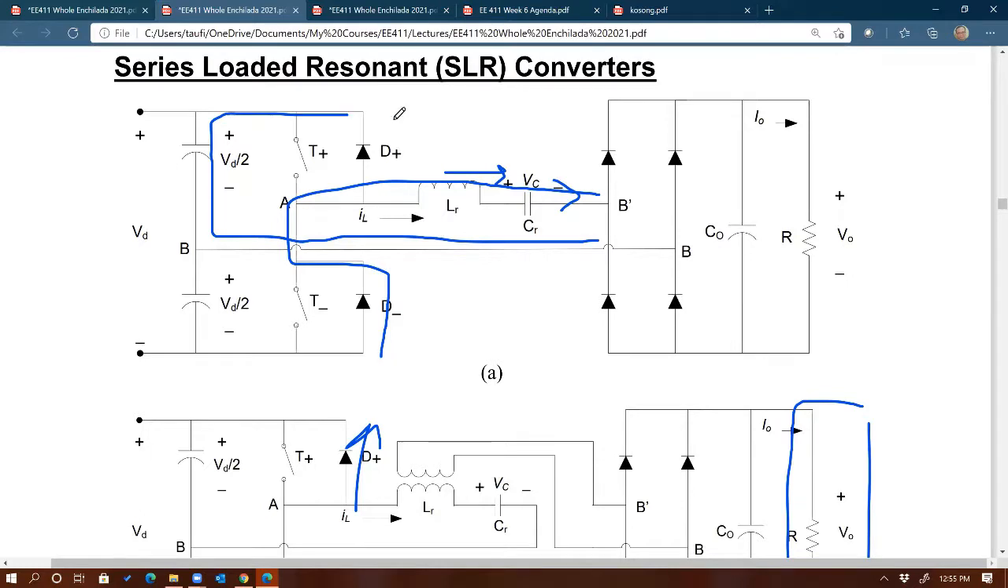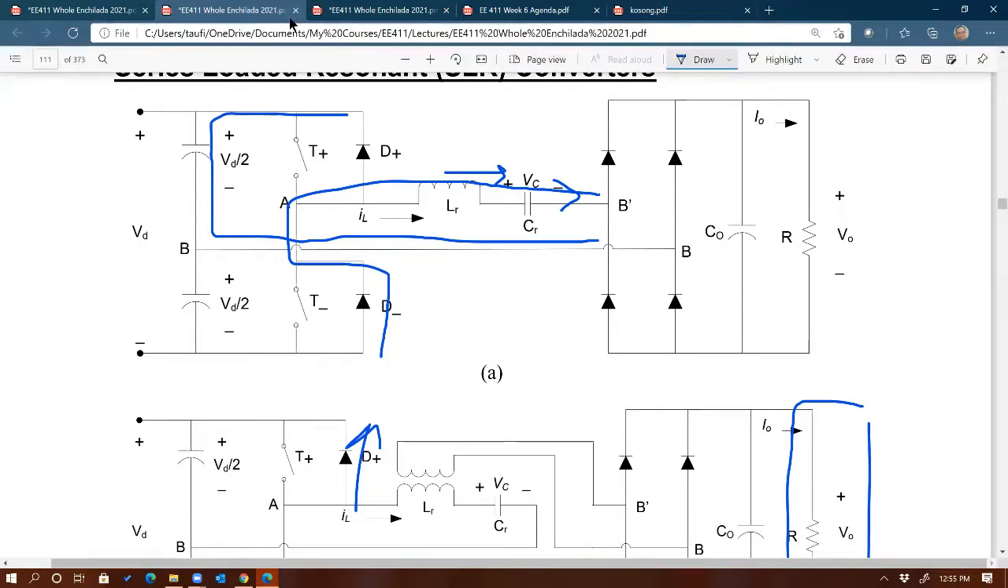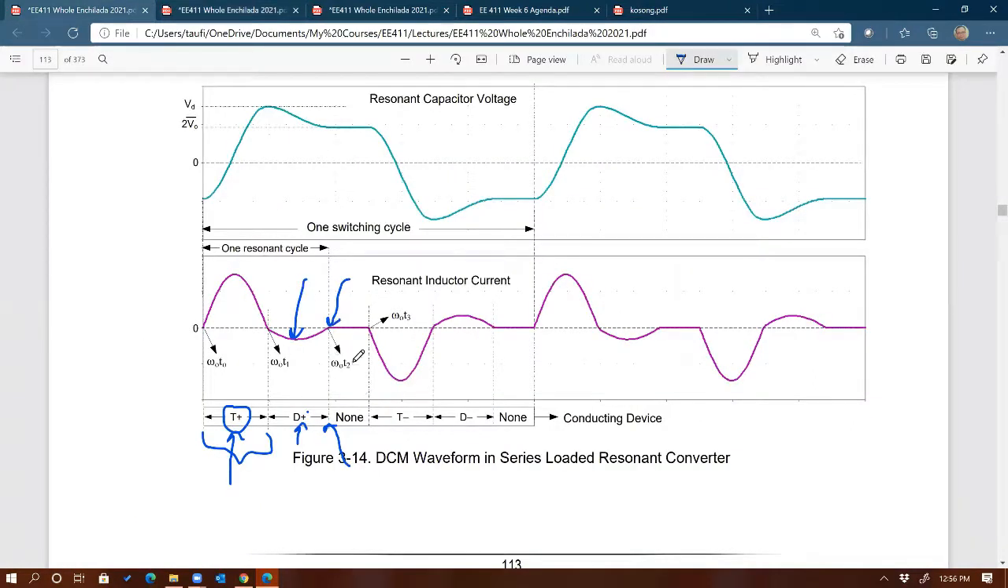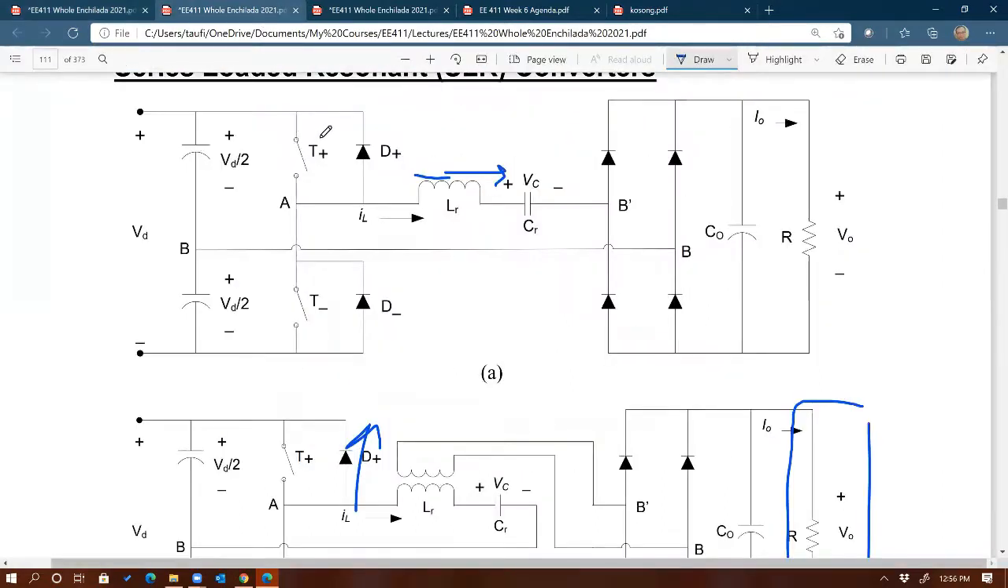Wait, but since VC is positive, B prime would be the more negative cathode, right? Would D minus be on or off in that case? No, I'm just asking because, again, current is positive, right? Current tries to go positive right here. You agree? And then at that point, D plus has to be off because it cannot handle the positive current, and T plus is already off. So T plus is off, but yet the current tries to go positive.